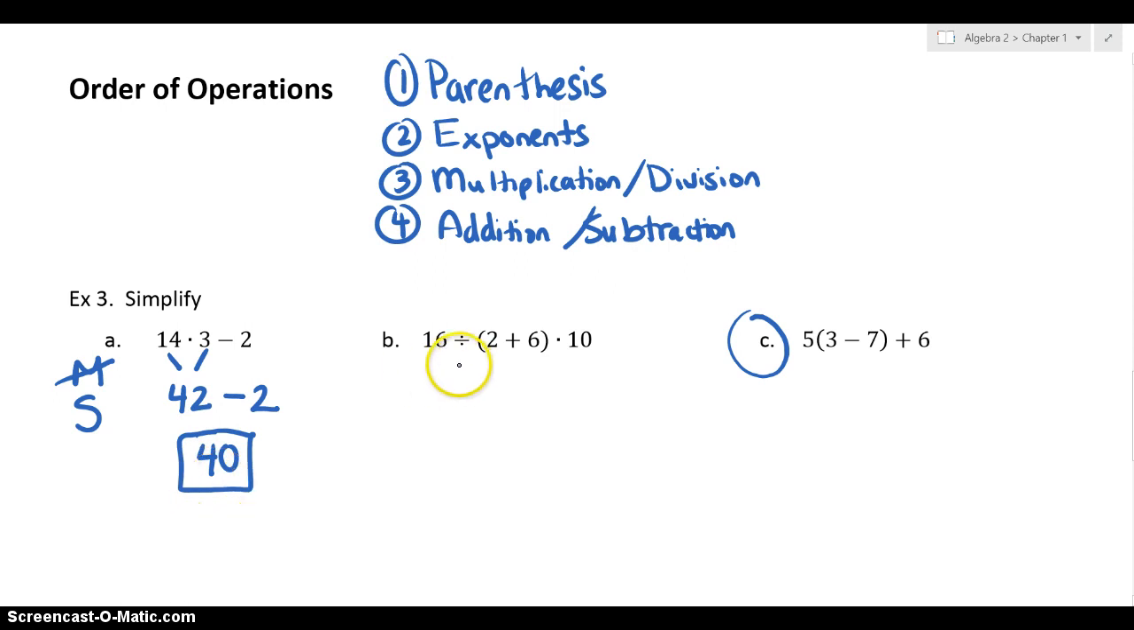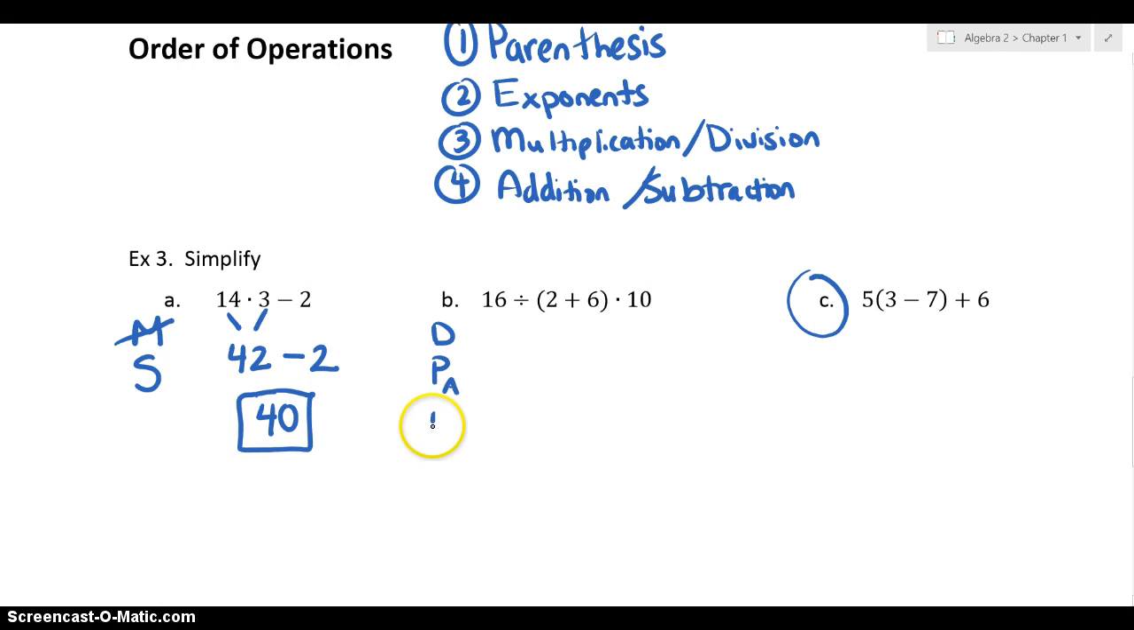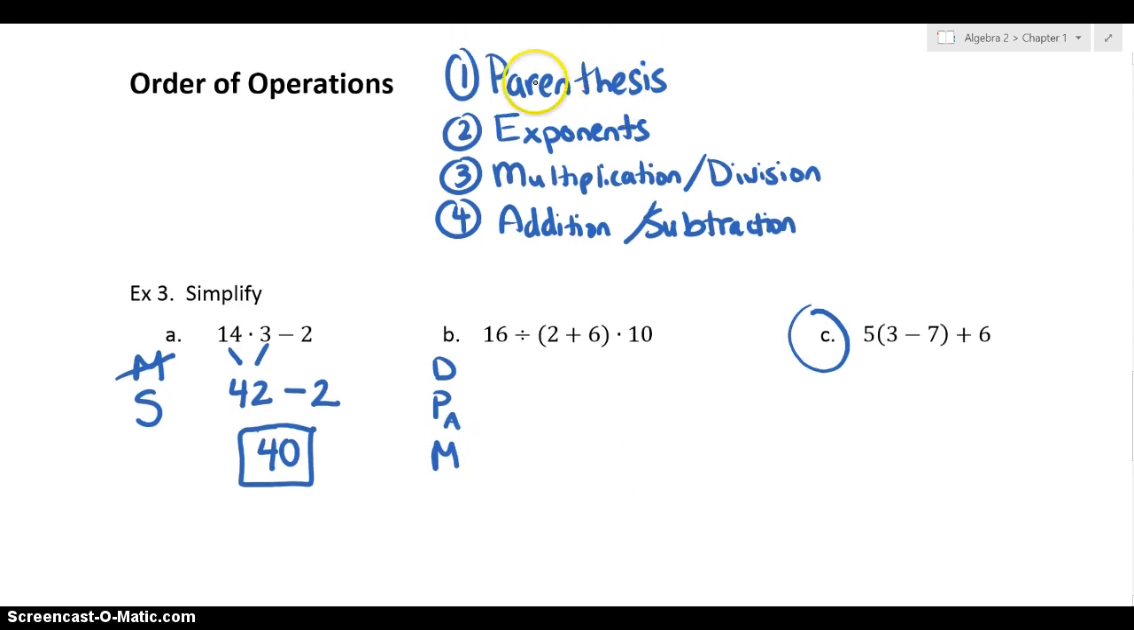Alright, let's look at B. We have 16 divided by, so there's a division right there. In parentheses, 2 plus 6, so we have parentheses with an addition in there. And then we have times 10, so we have multiplication. Alright, so we know that parentheses comes first, because that's our first level. So we're going to go ahead and do our parentheses, which happens to be adding two numbers. So we have 16 divided by, and in parentheses, we have 2 plus 6, which is 8.